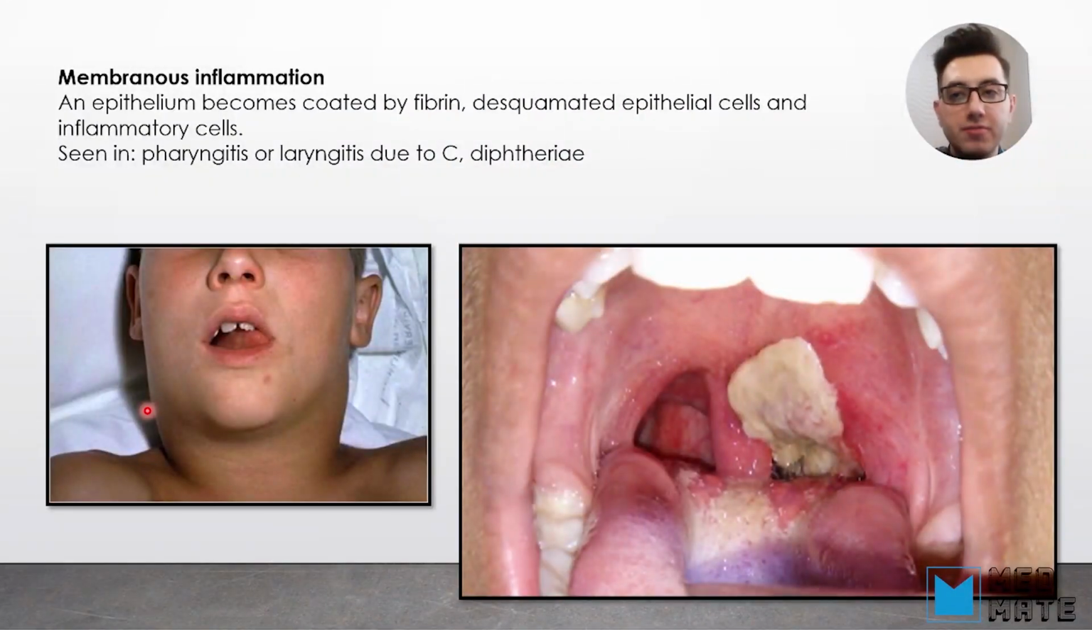Now, membranous inflammation is when our epithelium is coated by fibrin, and epithelial cells are inflamed. That can be seen in pharyngitis or laryngitis due to C. diphtheriae. You can see the photo here. And how you can differentiate membranous inflammation is that you cannot separate this inflammation, or you cannot cut it off. If you do that, that leads to bleeding of this part of the tissue.